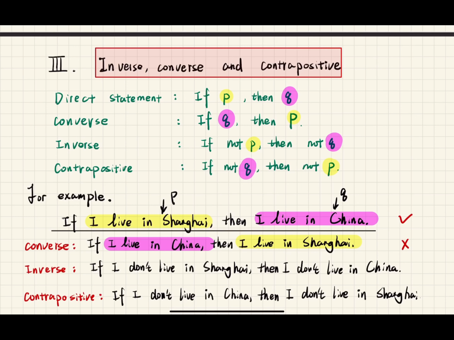How about the inverse? If I don't live in Shanghai, then I don't live in China. So I don't live in China, and I don't live in Shanghai. Whoa, it's the same thing. It's not right, right? I can live in any other cities in China, actually. So how about the contrapositive? That's the most important thing. If I don't live in China, then I don't live in Shanghai, right? That is correct, and that is the right interpretation of the direct statement, right?